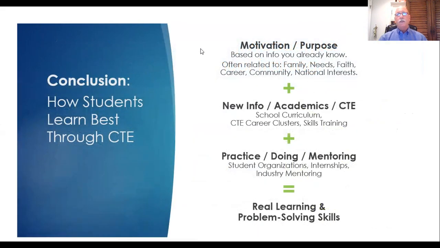Okay, so my conclusion is, if we take three major aspects of what we've been talking about and combine them, it's going to result in students learning through CTE and academics combined. The first thing is motivation and purpose. We talked about that a lot. And that's based on things that you already know. I know my family. I know our needs. I know my faith, my career, my community. I know my national interests, right? It's things that are familiar to me, help develop in me a purpose. I need to be able to do this. I'm motivated to be able to do that, right? I'm hungry, so I have to create some way to make food or find food to eat.